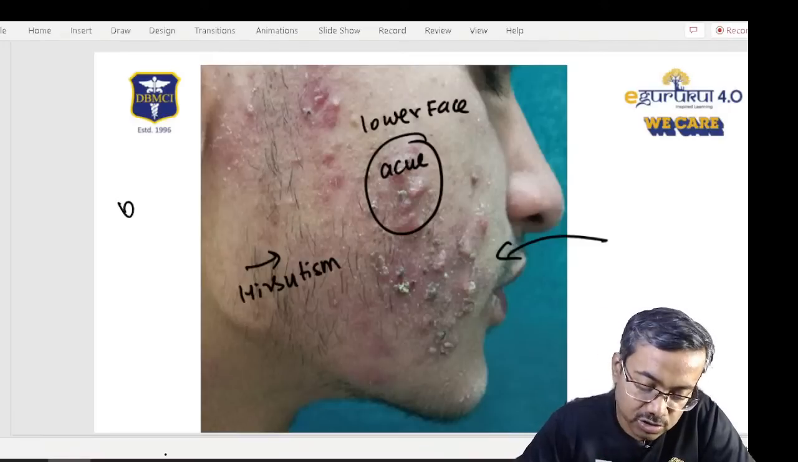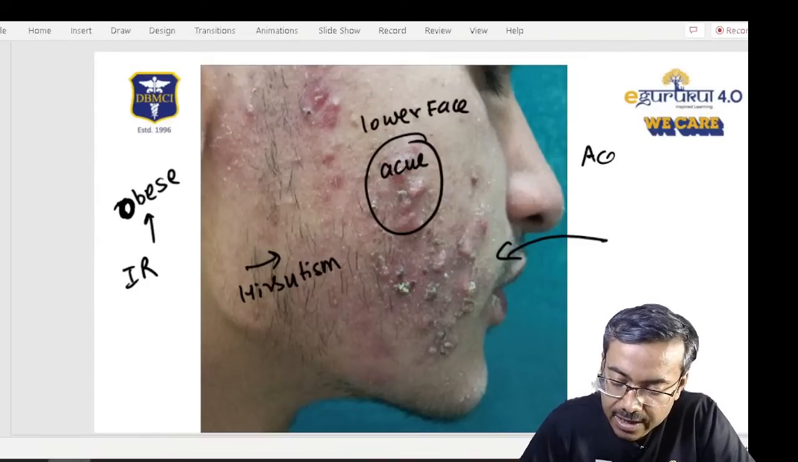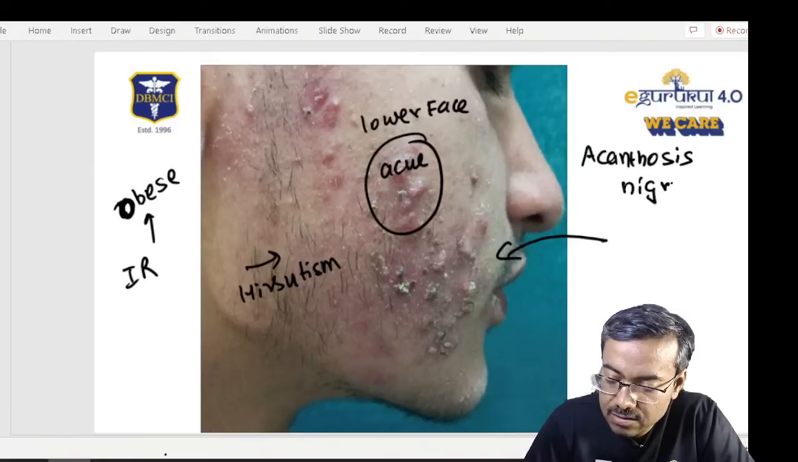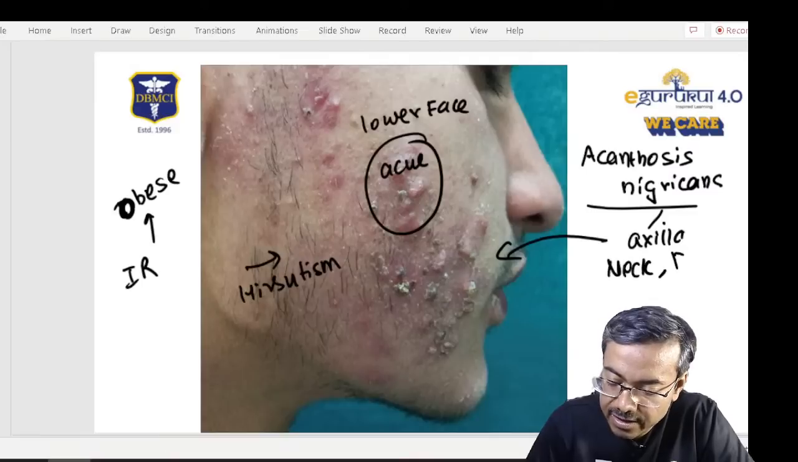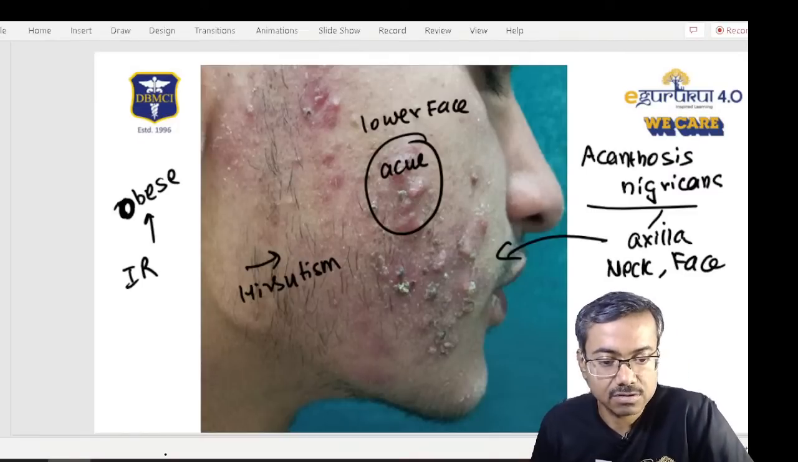They are also usually obese, and the obesity is because of insulin resistance. They usually have a bit of acanthosis nigricans also, meaning a bit of black skin on the axilla, the neck, the face. This is called acanthosis nigricans, which is again a sign of insulin resistance.